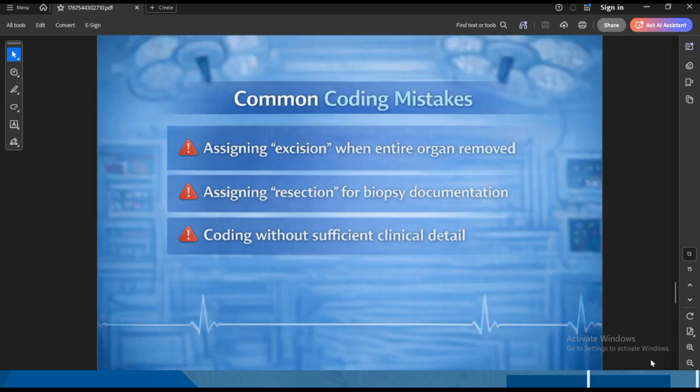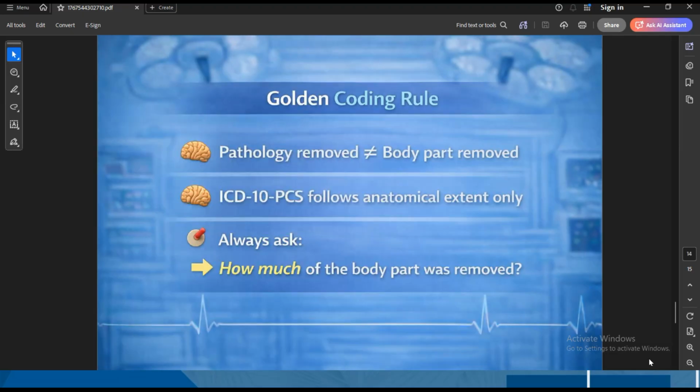So what is the golden coding rule here? Pathology removed is not equal to body part removed. Okay. So most of the time pathology removed comes under excision. Okay. ICD-10-PCS follows anatomical extent only, and as usual, always you need to check how much of the body part was removed, whether it is part of the body part or the complete body part.